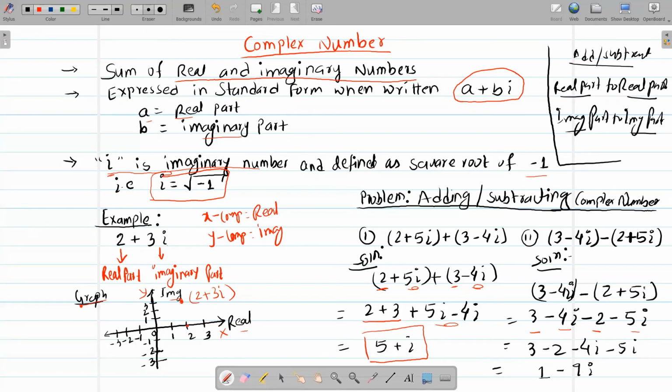So that's how we can add or subtract. It's very simple. It's just basic addition and subtraction. Just keep in mind, we add the real parts together and the imaginary parts together. In the same way, we subtract the real parts and the imaginary parts. That's all. I hope this video helps you understand complex numbers a little bit, and how to add and subtract them.